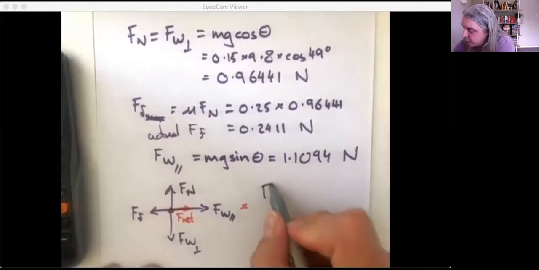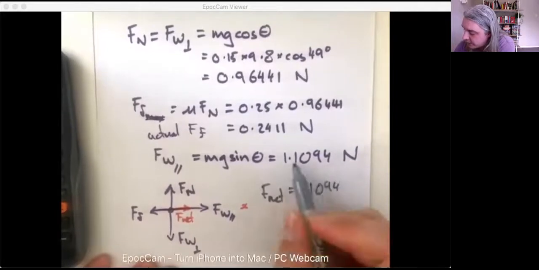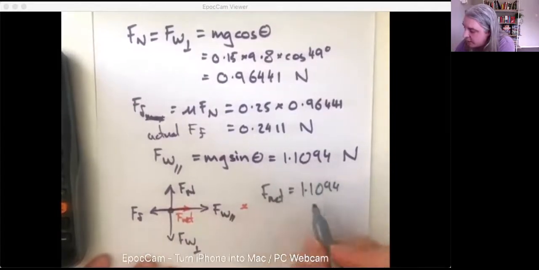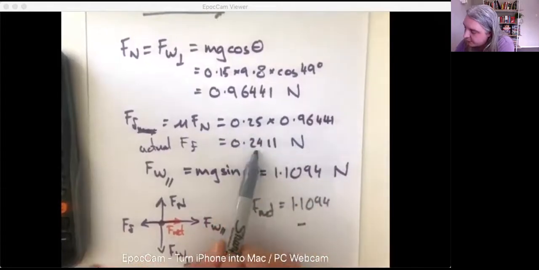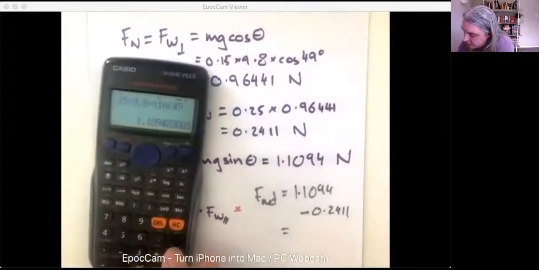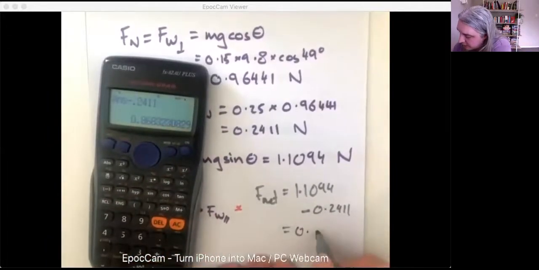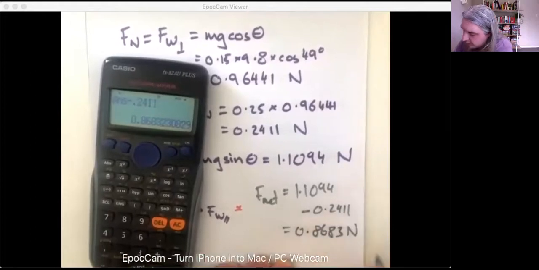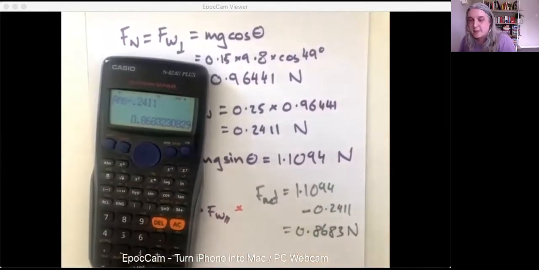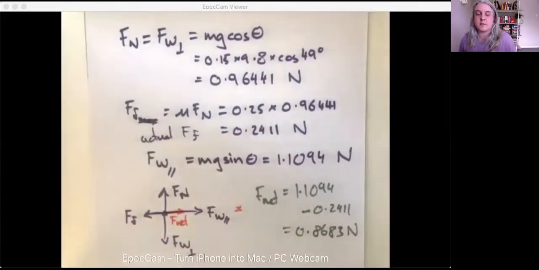That means our net force is equal to 1.1094, our parallel component of the weight force, minus the maximum friction force, which was 0.2411. And that is 0.8683 newtons. So there is our net force. That is the actual net force on this book as it's sitting on the slope.